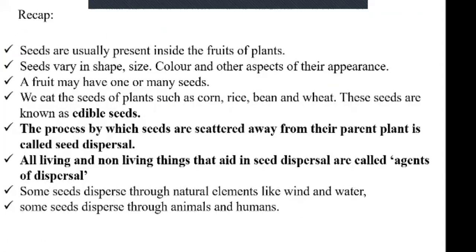We eat the seeds of plants such as corn, rice, bean, and wheat. These seeds are known as edible seeds. The process by which seeds are scattered away from their parent plant is called seed dispersal. All living and non-living things that aid in seed dispersal are called agents of dispersal. Some seeds disperse through natural elements like wind and water. Some seeds disperse through animals and humans.